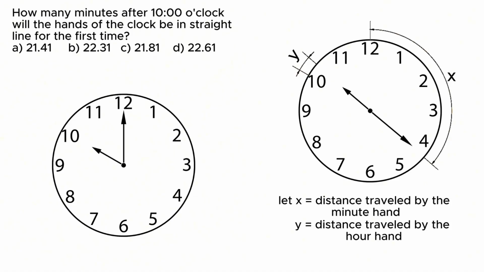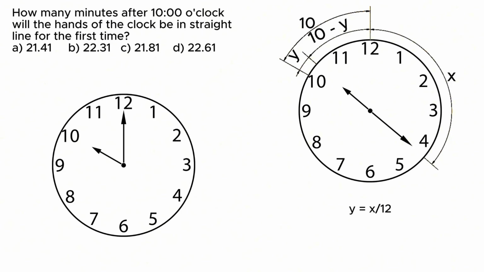Since the distance between 10 and 12 on the clock is 10 minute marks, and the hour hand moves forward from 10, the remaining gap between the hour hand and the number 12 is 10 minus y. The relationship between the movement of the minute and hour hands is y equals x over 12.